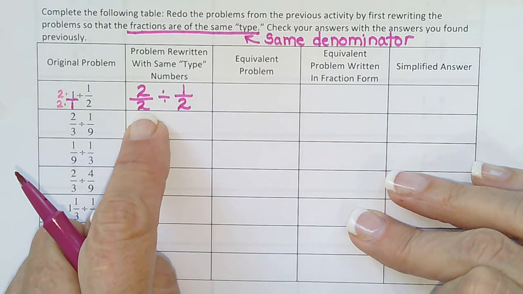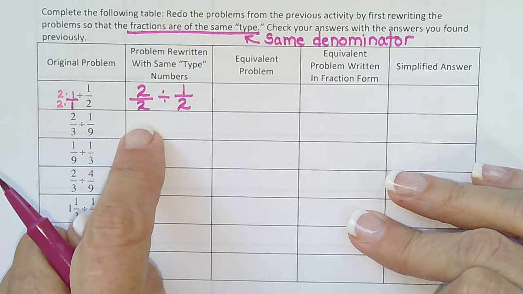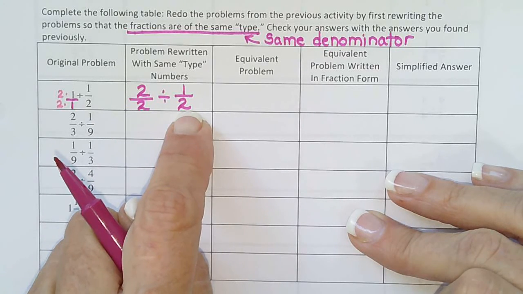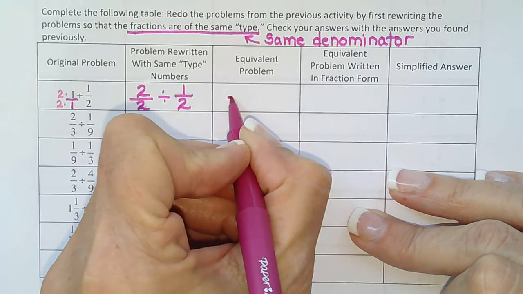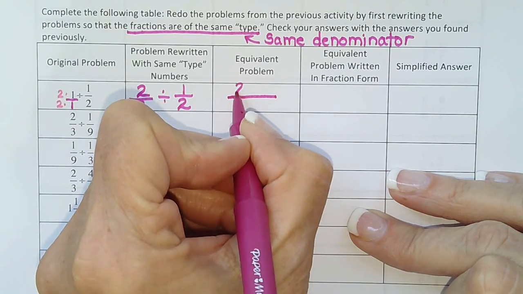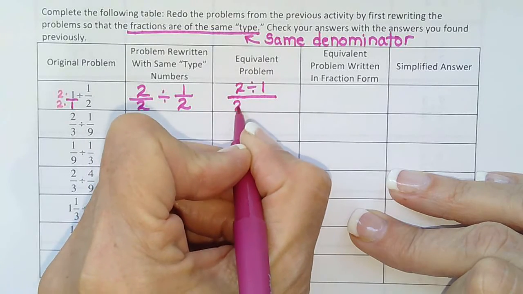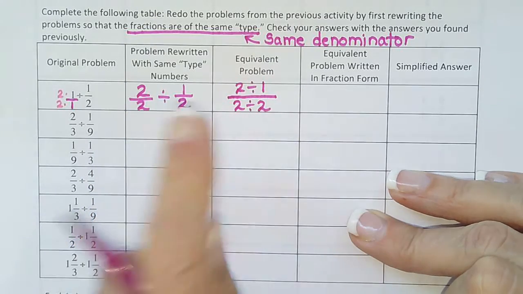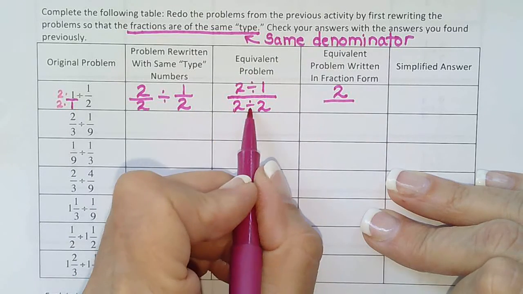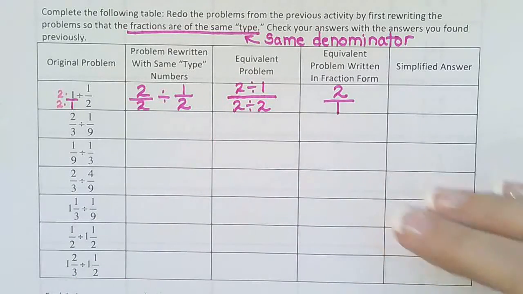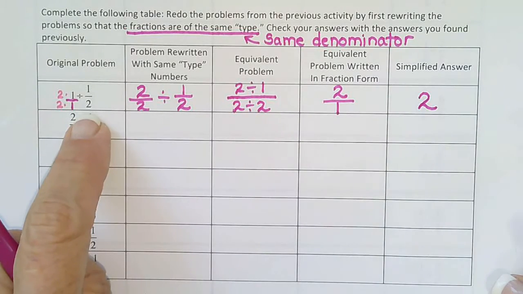So look at the problem. Make sure you're on board here. It was 1 divided by a half. Well, isn't it still 1 divided by a half? It is. So watch what we can do. 2 divided by 1, going straight across, over 2 divided by 2. Well, 2 divided by 1 is 2. 2 divided by 2 is 1. So what's my answer? 2.